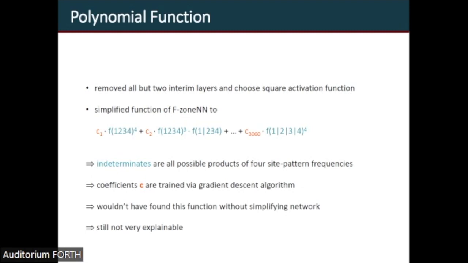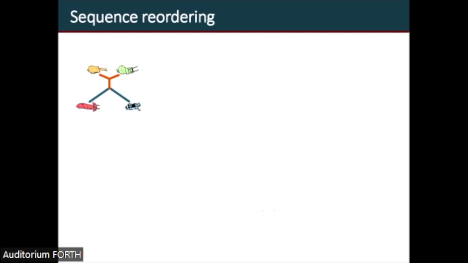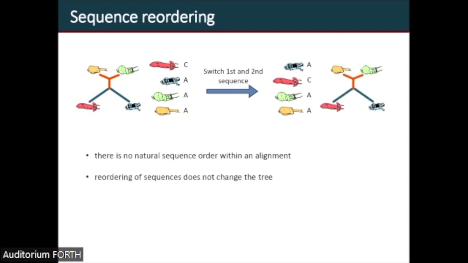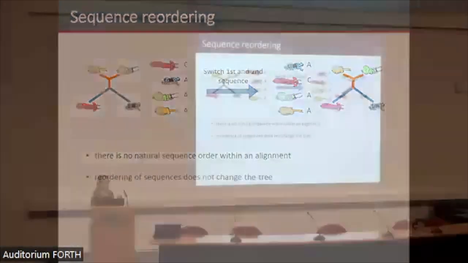And therefore, we went back to a property of alignments. This property is that we can just write down an alignment, here just denoted by one site, in the order of red taxon, blue, green, yellow. However, this is not natural. You can also just write it down like blue, red, green, yellow. This wouldn't change the tree. The tree is still the very same tree.